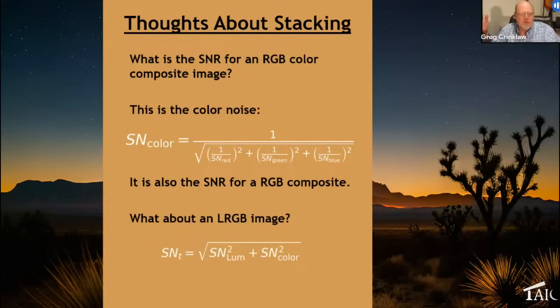So what is the signal to noise ratio of an RGB color composite image? And this is the formula. I'm sorry for showing you so much math. It's just here to point at.